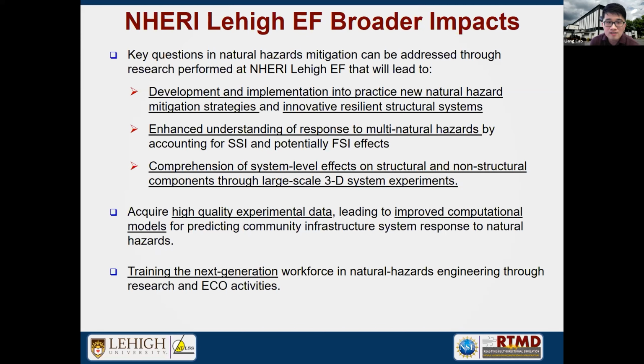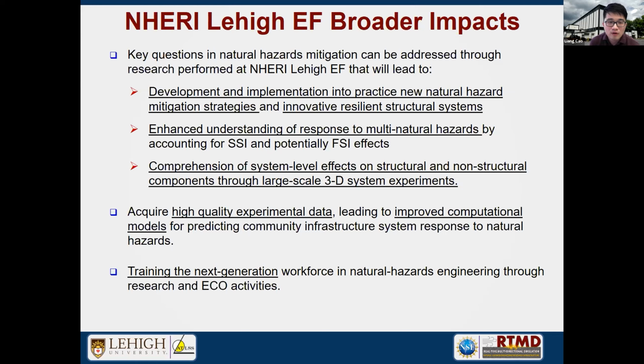We also enhance the understanding of response to multi-hazards by accounting for soil structure interaction and potentially fluid structure interaction effects. We actually could do both. And also, we can give you a comprehensive view of system level effects on structural and non-structural components through large-scale 3D system experiments. We're not talking about a single isolated system. We are talking about the entire 3D systems.